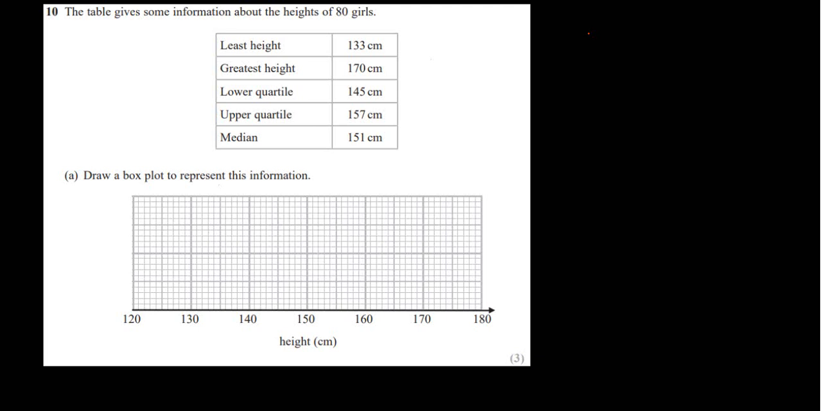This video is on the second part of the GCSE Edexcel Maths 2018 May non-calculator paper.